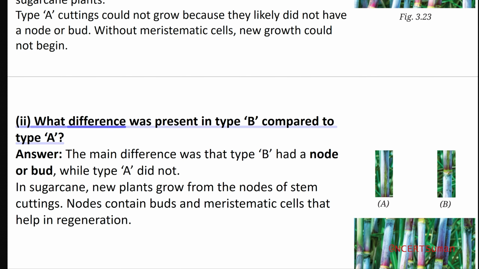2. What difference was present in Type B compared to Type A? Answer: the main difference was that Type B had a node or bud, while Type A did not. In sugarcane, new plants grow from the nodes of stem cuttings. Nodes contain buds and meristematic cells that help in regeneration.